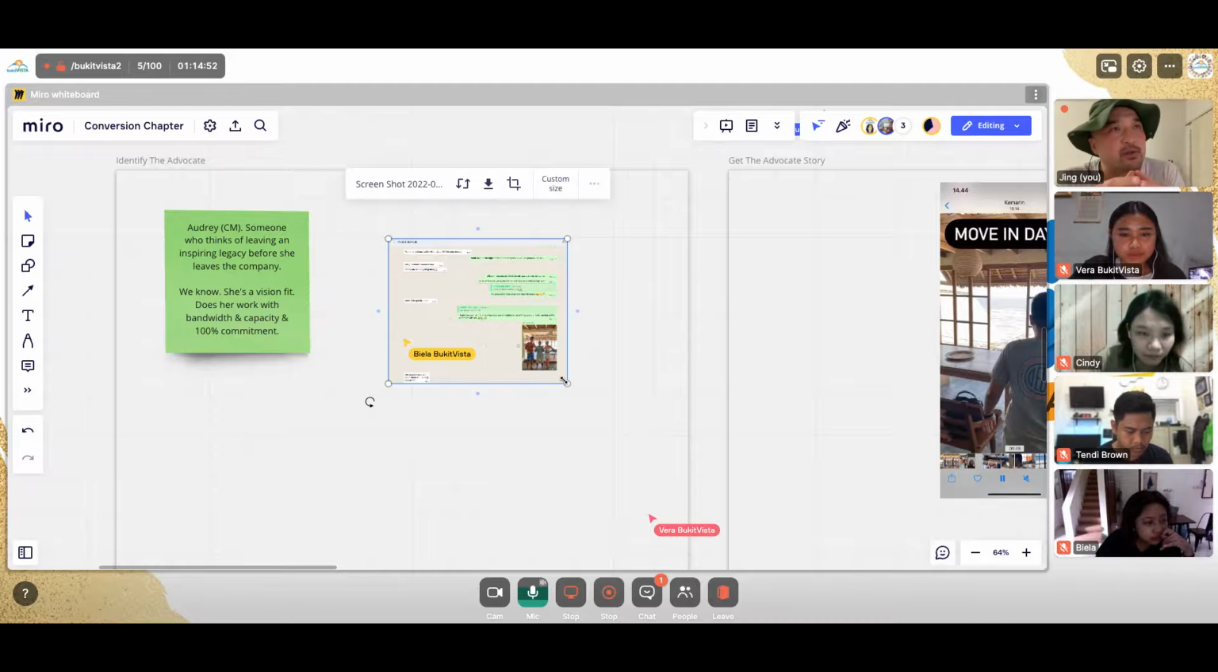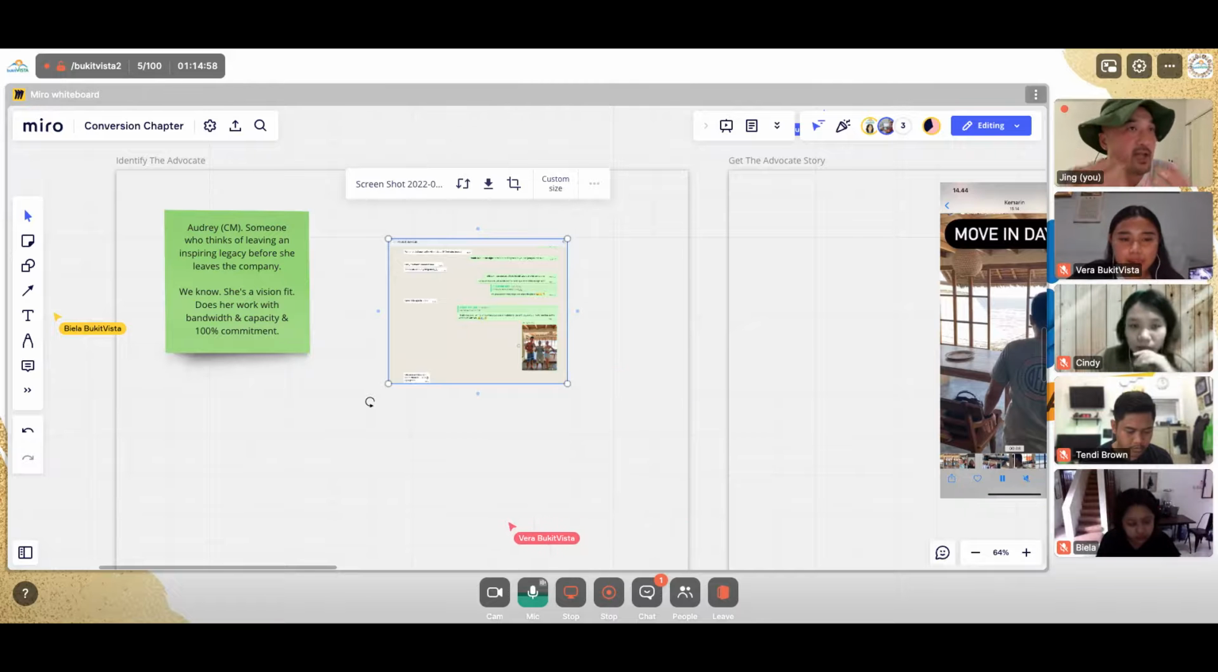Are there any specific clues, Vera? Let's go back to Audrey's case. Were there any specific clues that made it easy for you to understand they put in their work 100%? If I were asked a child to understand this, what would they be able to see that means Audrey's 100% committed and she's really passionate and vision fit?